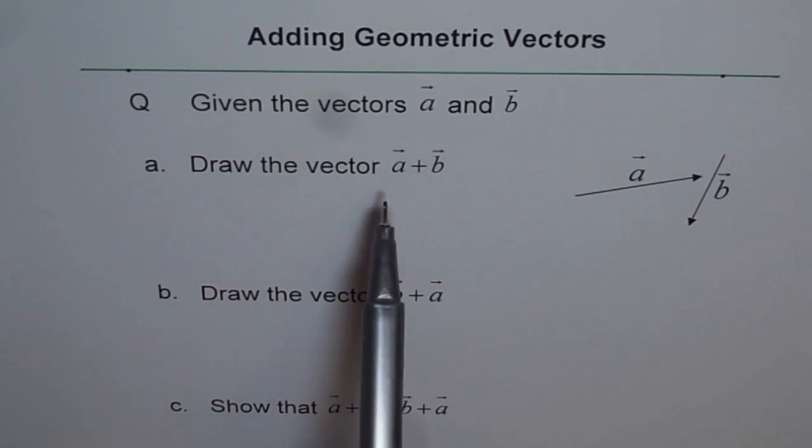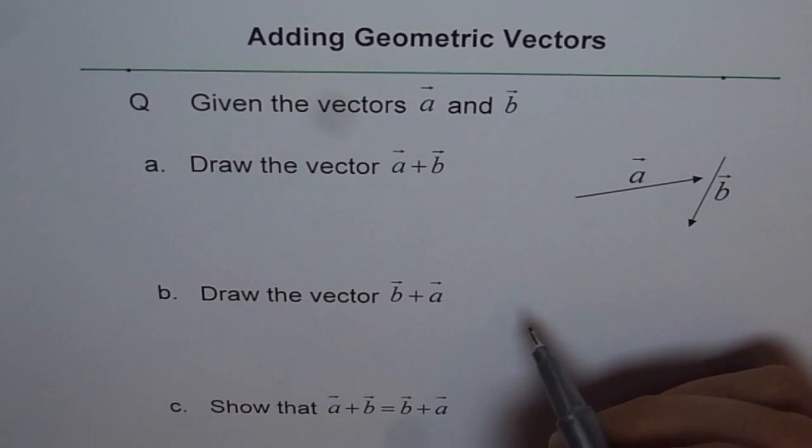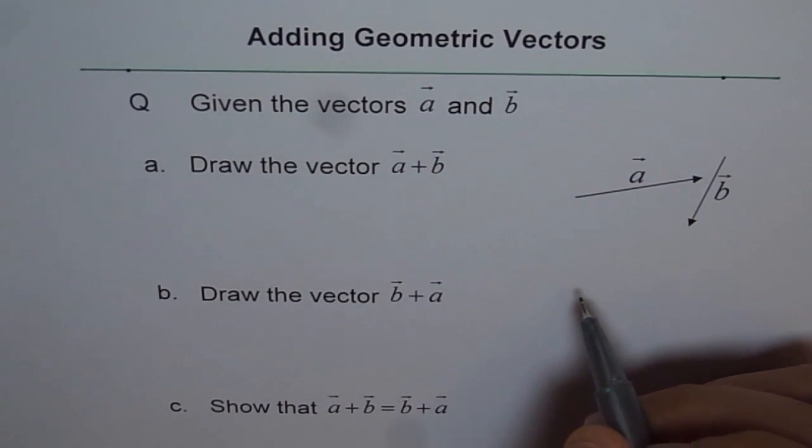Draw the vector A plus B, draw the vector B plus A, and show that A plus B equals B plus A. So that is commutative property of addition. So whether you have A plus B or B plus A, you get the same result. So we'll show you that with this example.